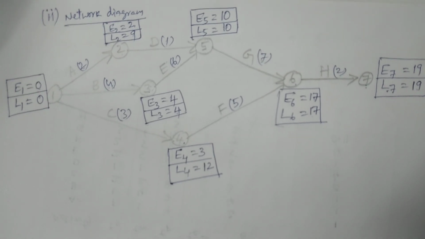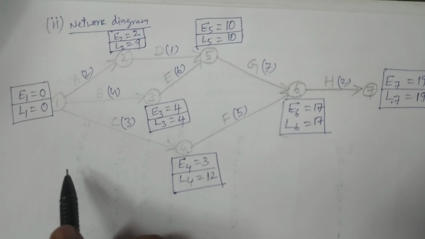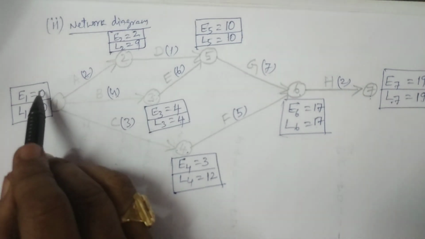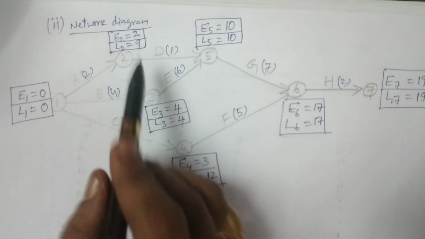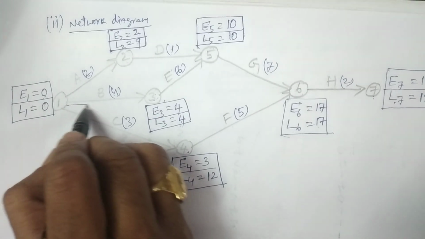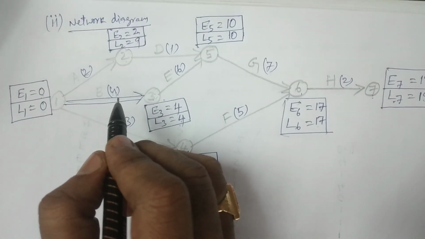First of all, critical activities. What are critical activities? Those for which E and L are equal, the earliest times and latest times are equal for both nodes of the connector. E1 is 0, L1 is 0; E2 and L2 not equal; E3 and L3 equal. Therefore 1 to 3 is one critical activity.